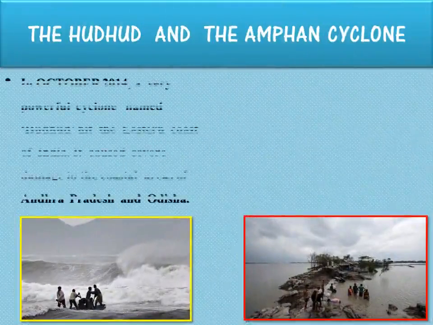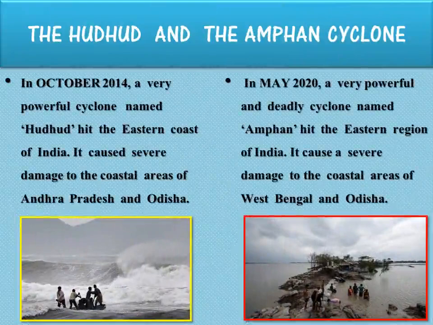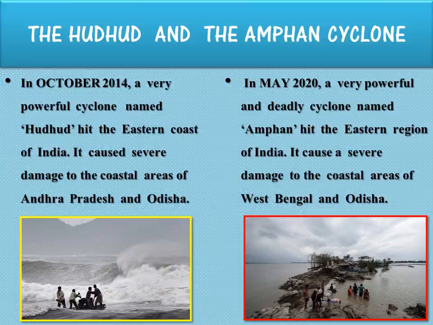Usually there are many cyclones that have occurred till now, but some of them caused severe damage in our country, like the Hudhud. In October 2014, a very powerful cyclone named Hudhud hit the eastern coast of India. It caused severe damage to the coastal areas of Andhra Pradesh and Odisha.